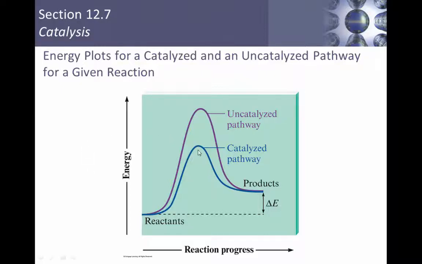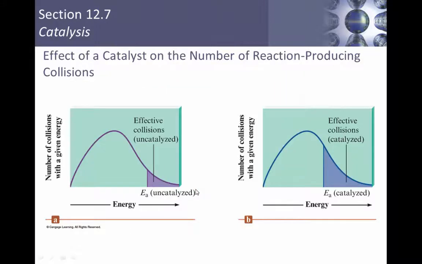Notice that our activation energy here has just been lowered. So energy versus reaction progress, or reaction coordinate, as you can see, just means the reaction moving forward. So it's just a lower bump where the transition state forms, just a lower activation energy there. Looking at it in a different visual form, you see that the number of collisions increases at a lower energy. You have more effective collisions with less energy.